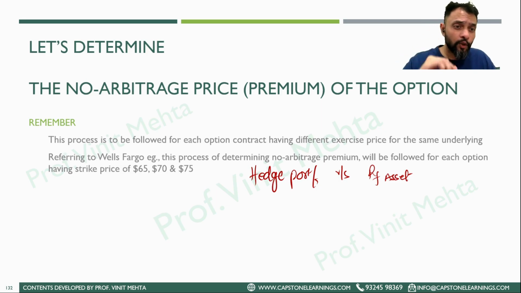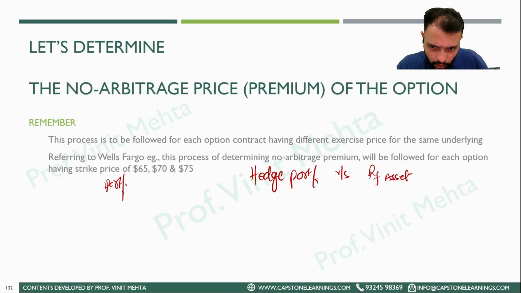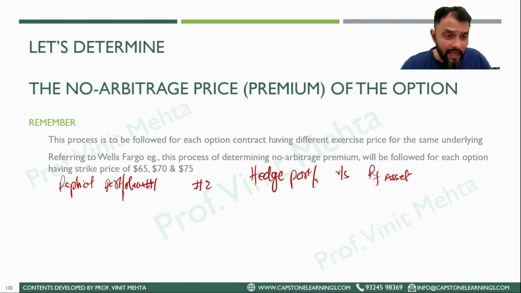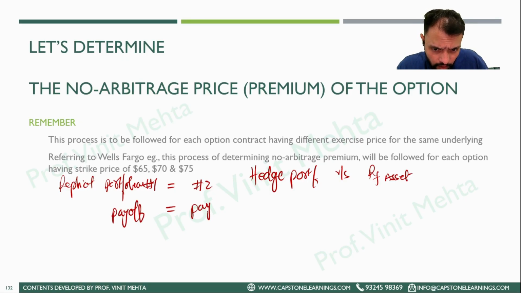We are going to create the portfolios such that both these portfolios, replicated portfolio number 1 and portfolio number 2, we create both, and we say that, hey, you know what, they have the same payoff. Why do they have the same payoff? That is why they have the equal sign. And then we say, hey, if the payoff is the same, then the price should also be the same.